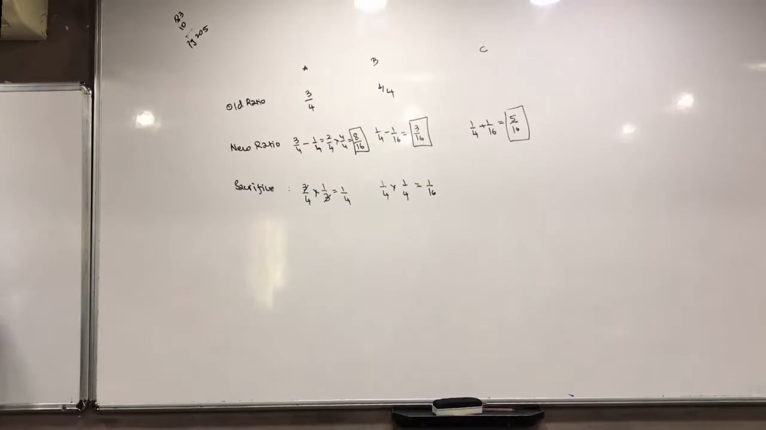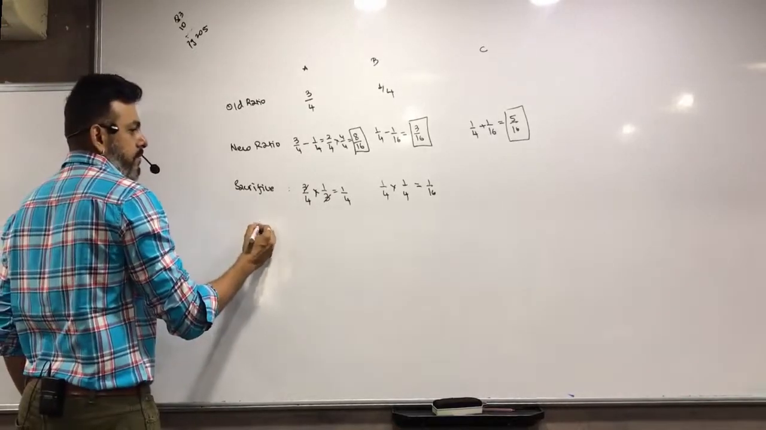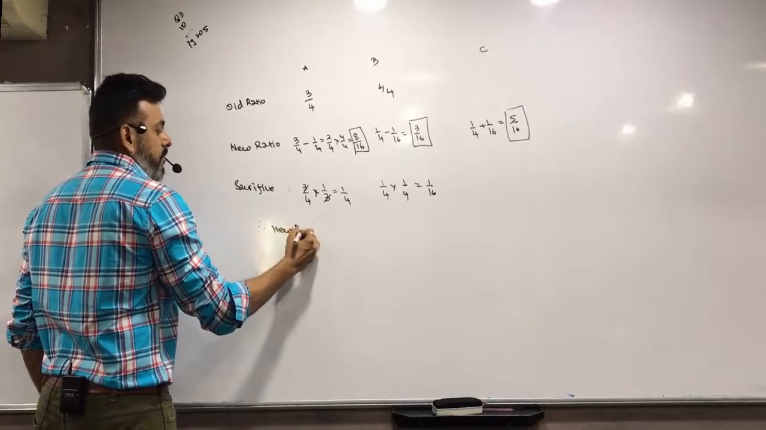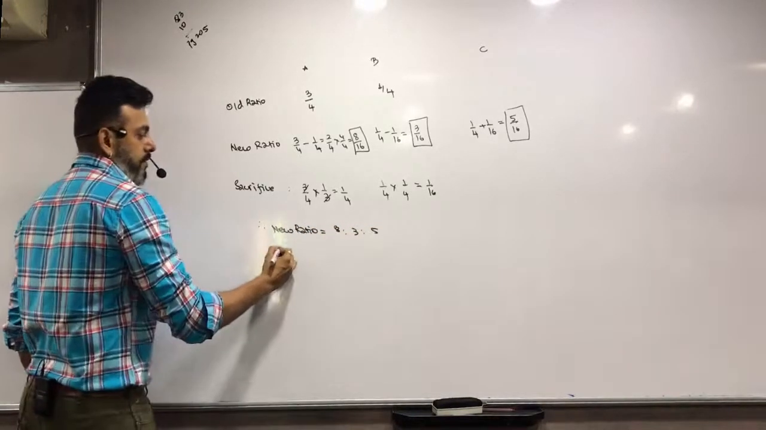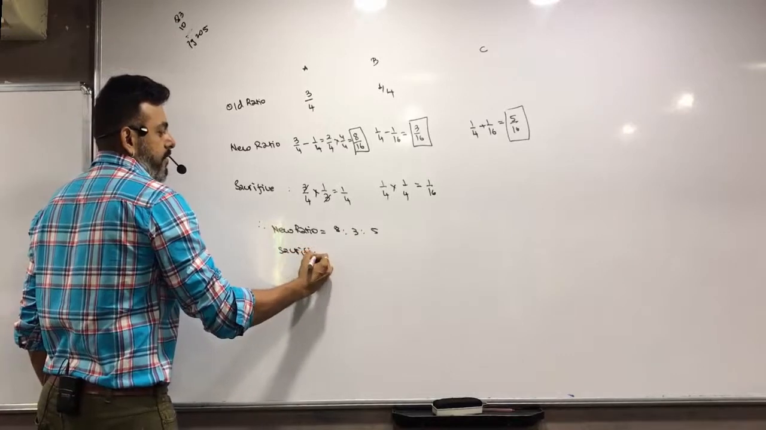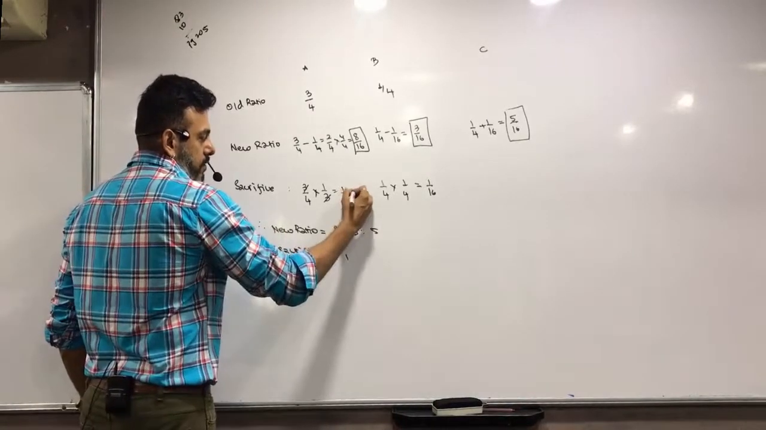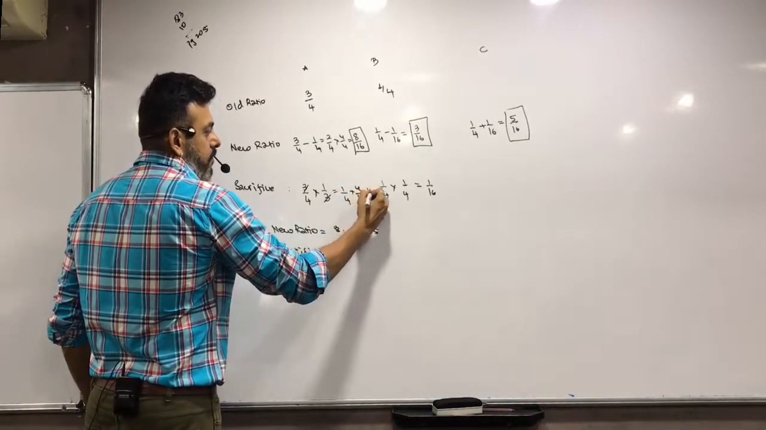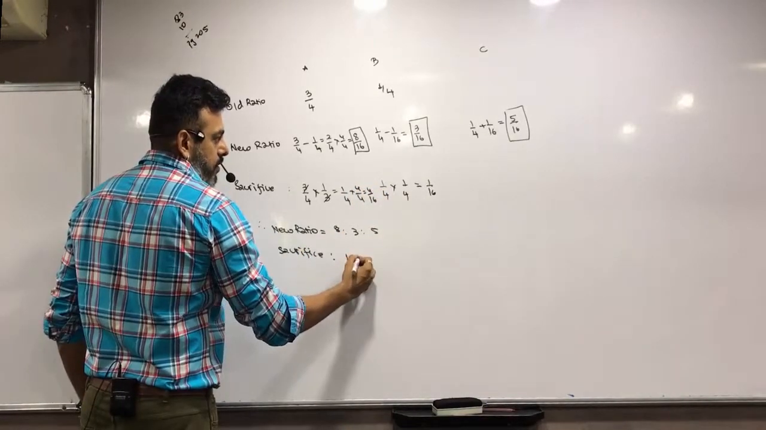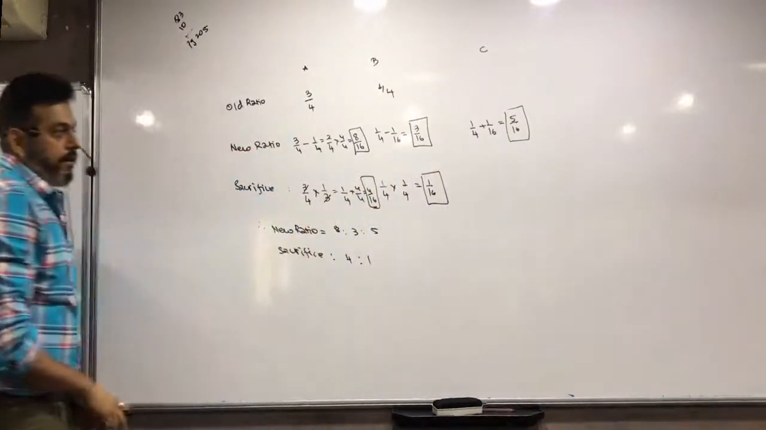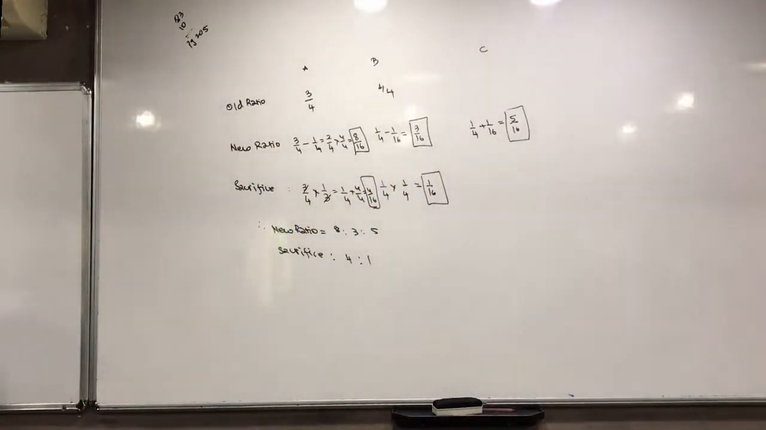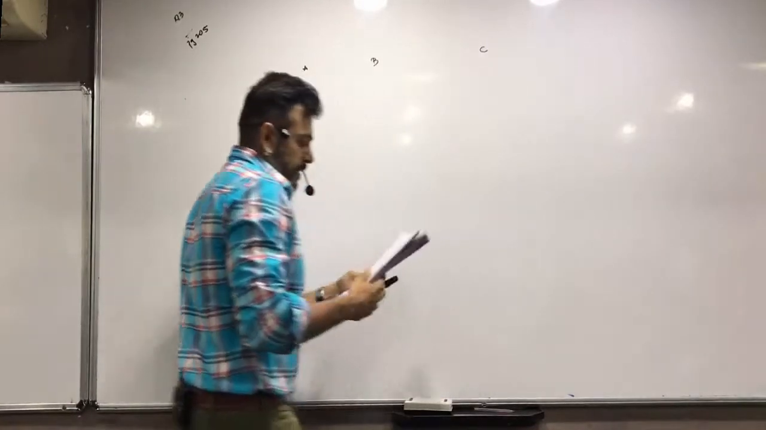New ratio is 8 is to 3 is to 5. Sacrifice is 4 is to 1, 4 by 16 and 1 by 16. Denominator has to be same.